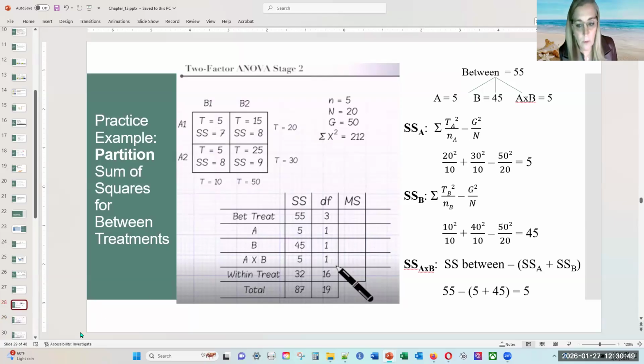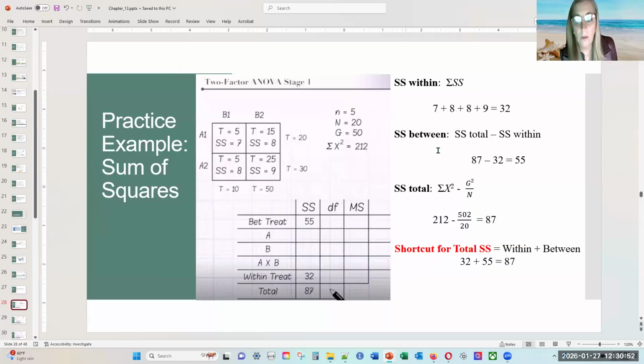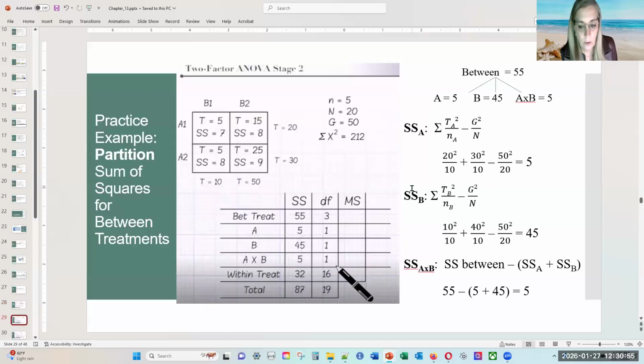So in this first step, we were just looking at sum of squares within each group, between each group, and the total. And now you have to do this for the factors, right? So sum of squares A, and this is so we can test for main effects for each factor and the interaction. And you can see where we're getting these calculations from, right? So it's the total from each group squared, you add them, and you subtract the grand total squared divided by n, you end up with 5.